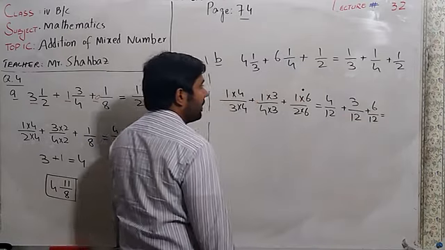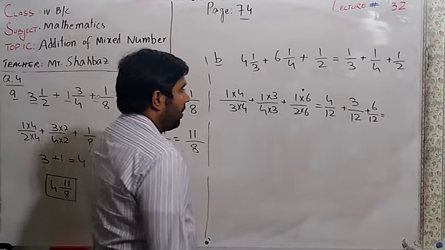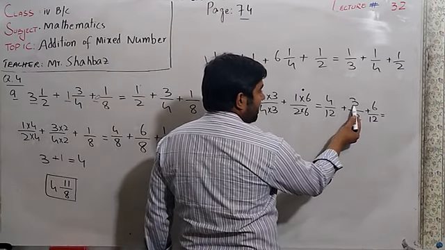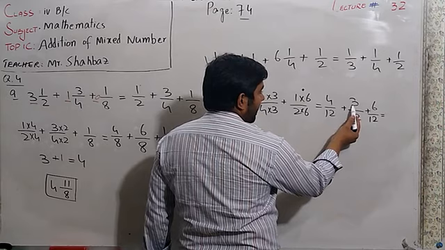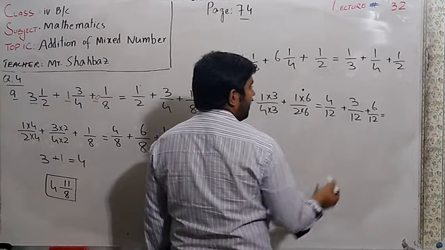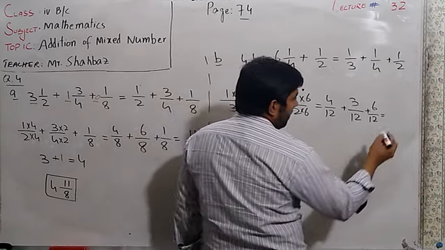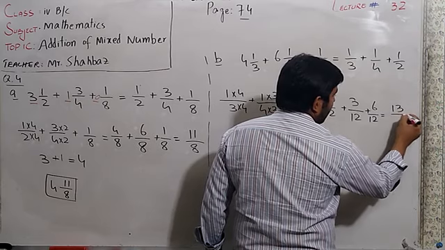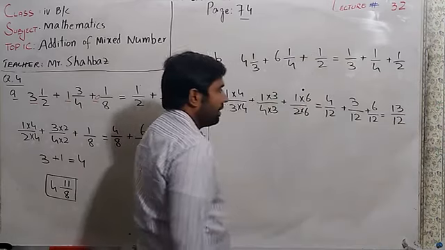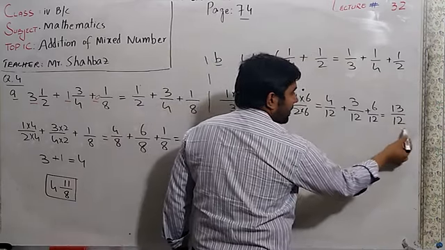6/12. Now we add: 4 plus 3 will be 7, and 7 plus 6 will be 13. 13/12. This is our fraction.